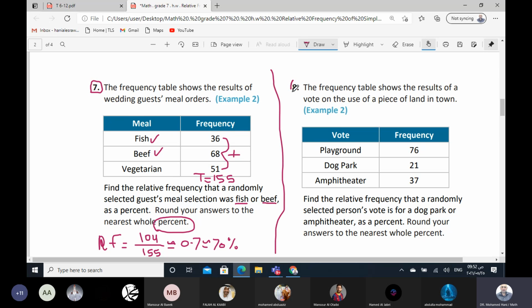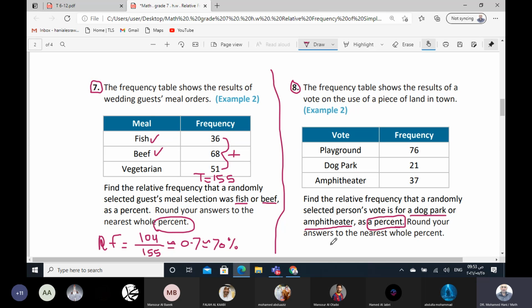Okay. Who can read exercise number 8? Hamad, can you read it, please? Yes, Mister, I will read it. The frequency table shows the result of a vote on the use of land in a town. Find the relative frequency that a randomly selected person's vote is for a dog park or amphitheater as a percent. Round your answer to the nearest whole percent.